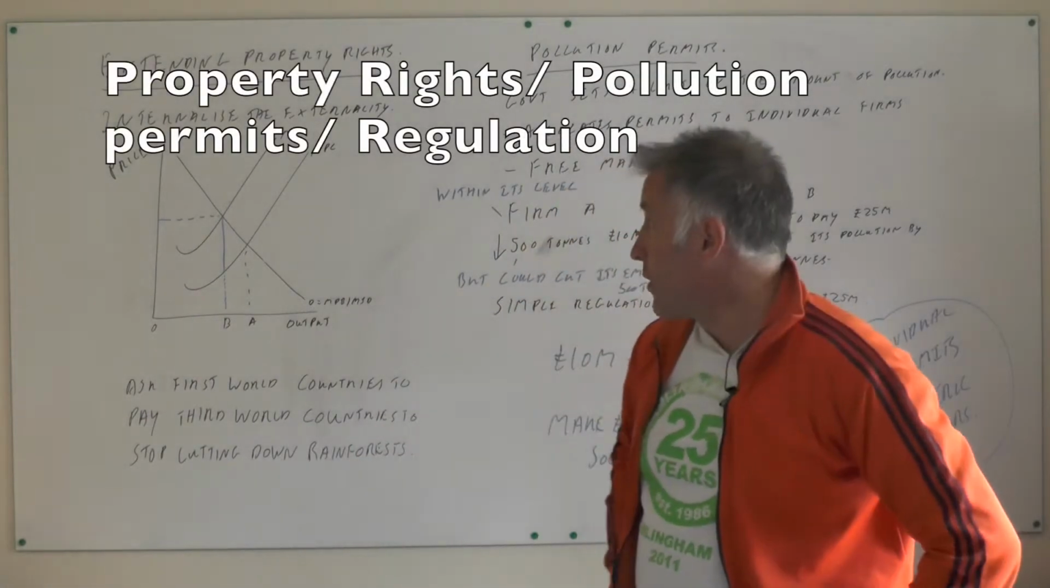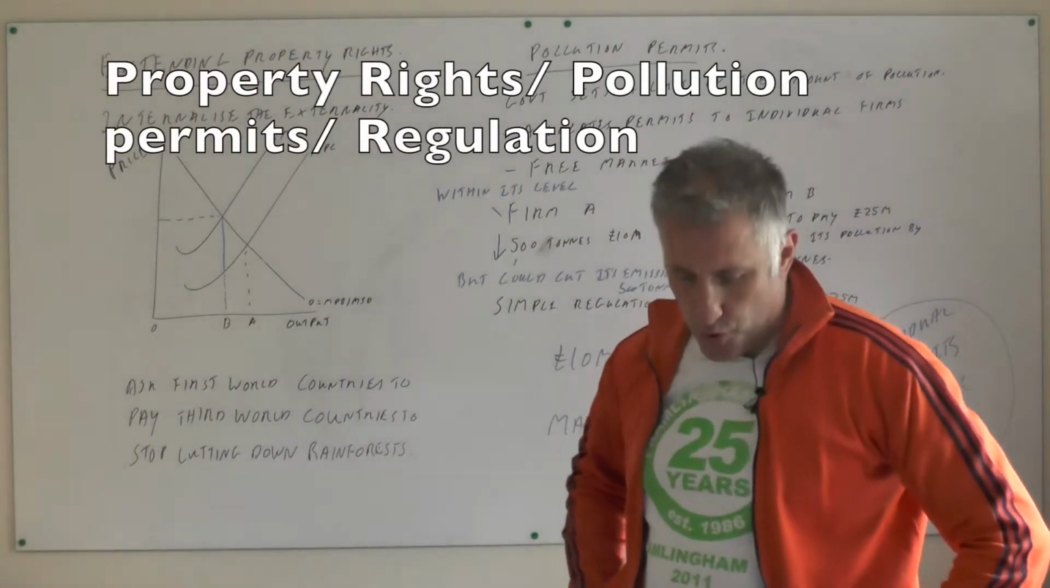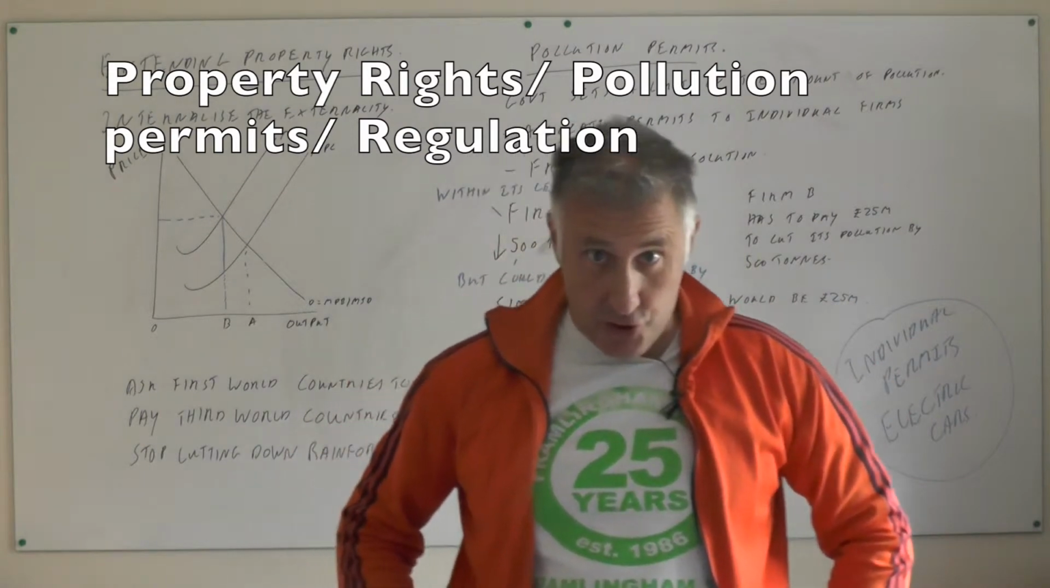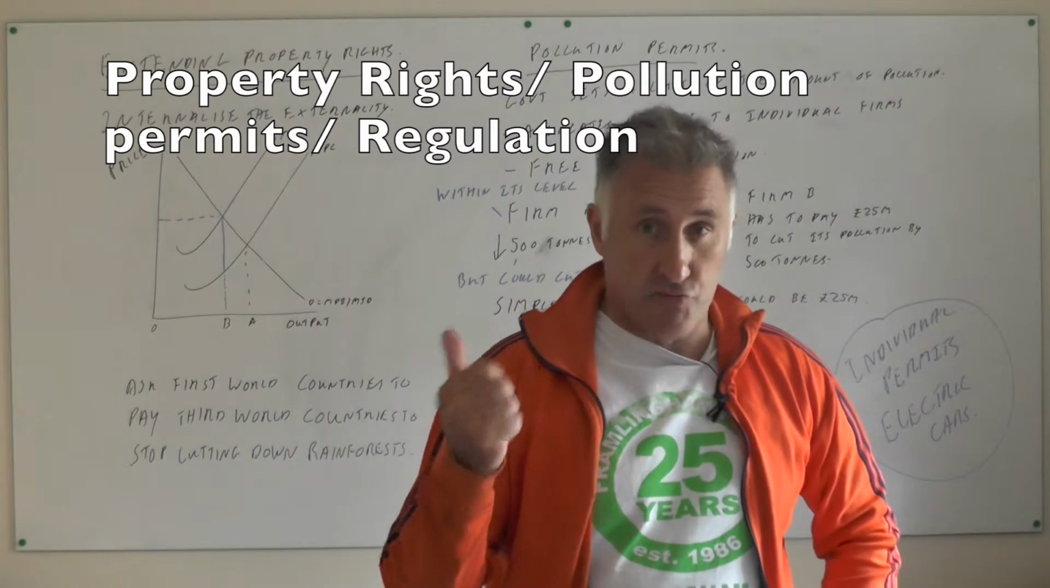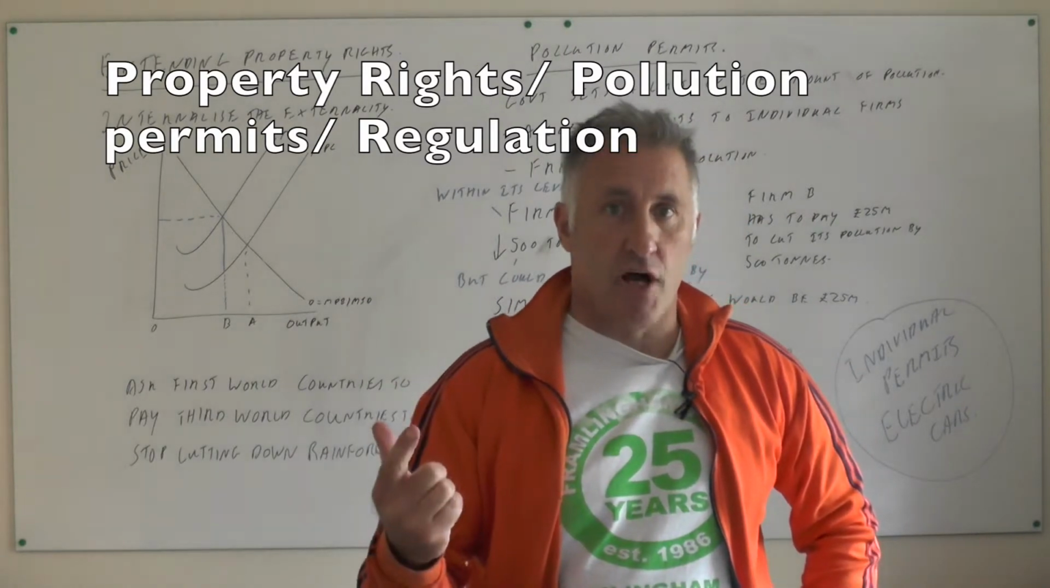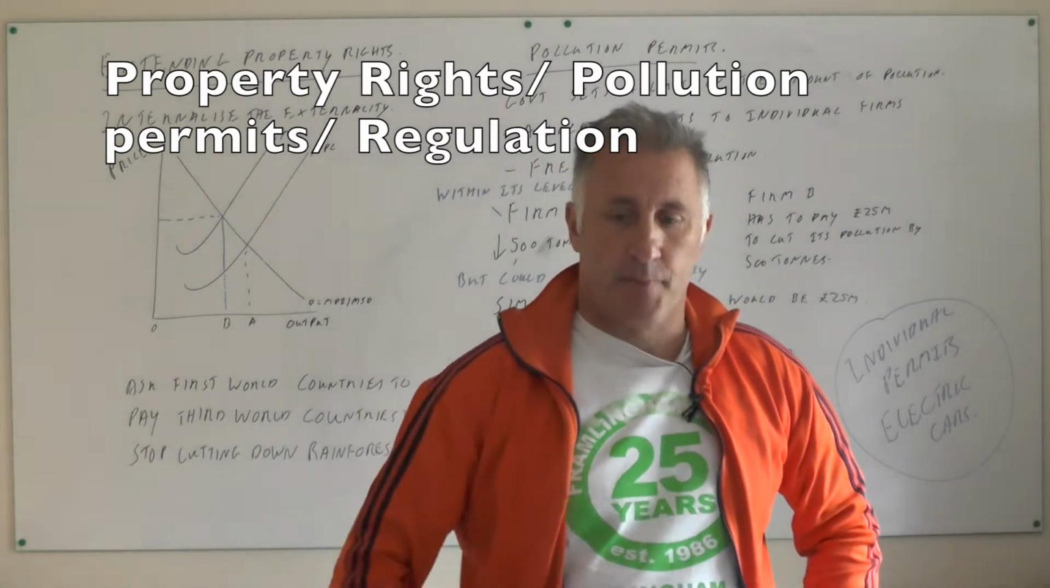Okay, lesson 21, microeconomics, and we're looking at ways in which we can reduce pollution. There are three ways in which we can reduce pollution. In this session, we can use regulation, we can use property rights, or we can use pollution permits.